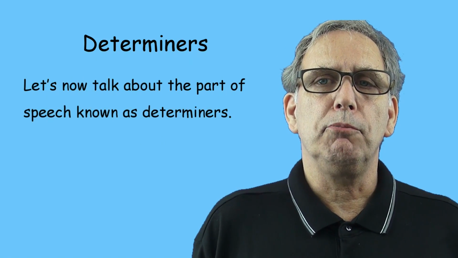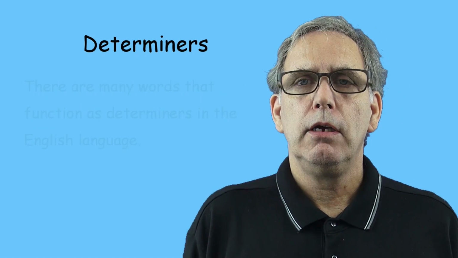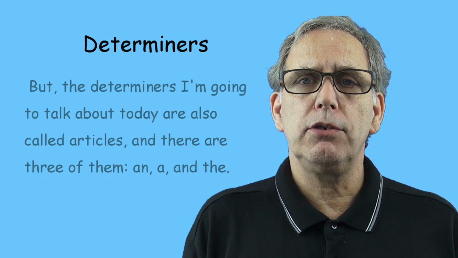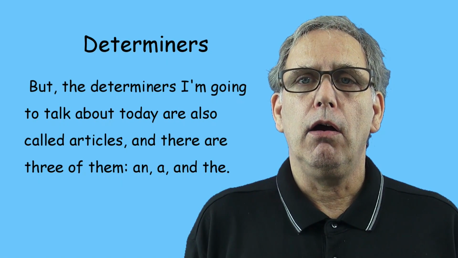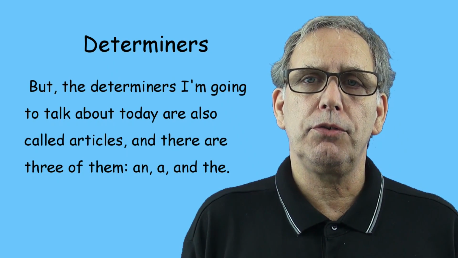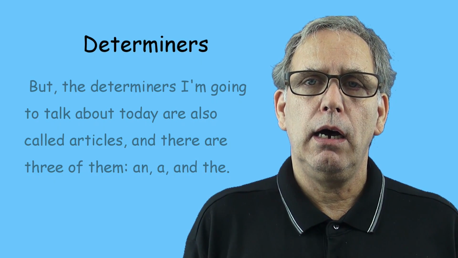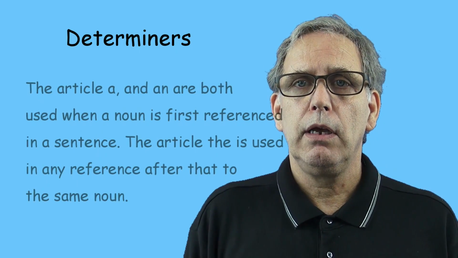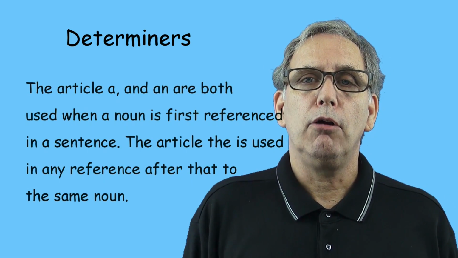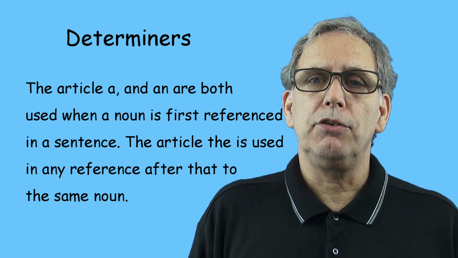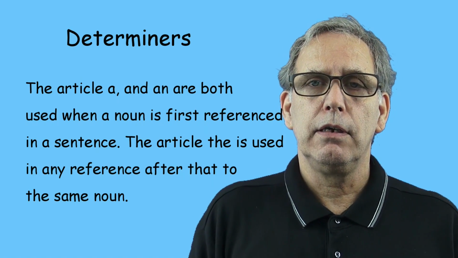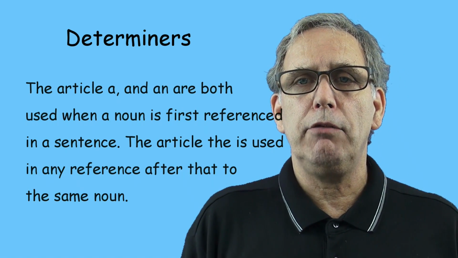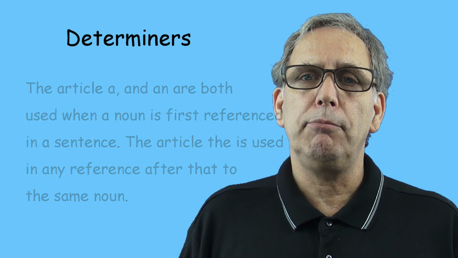Now let's talk about the part of speech known as determiners. There are many words that function as determiners in the English language, but the determiners I'm going to talk about today are also called articles, and there are three of them: a, an, and the. The article a or an is used when a noun is first referenced in a sentence. The article the is used in any reference after that to the same noun.